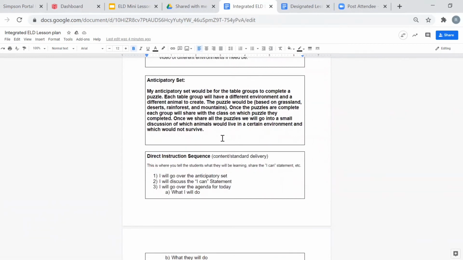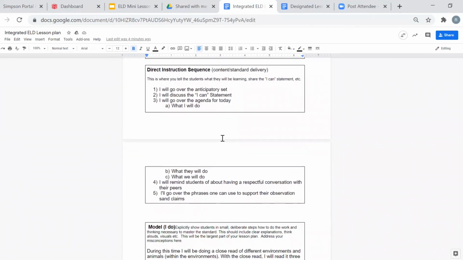My anticipatory set would be for the table groups to complete a puzzle. Each table group will have a different environment and a different animal to create. The puzzle would be based on grassland, desert, rainforest, and mountains. Once the puzzles are complete, each group will share with the class which puzzle they completed. Once we share all the puzzles, we'll go into a small discussion of which animals will live in a certain environment and which would not survive.